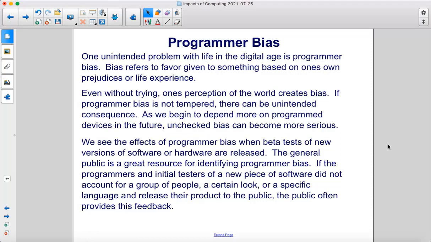We see the effects of programmer bias when beta tests of new versions of software or hardware are released. The general public is a great resource for identifying programmer bias. If the programmers and initial testers of a new piece of software did not account for a group of people, a certain look, or a specific language, the release of their product to the public often provides this feedback.